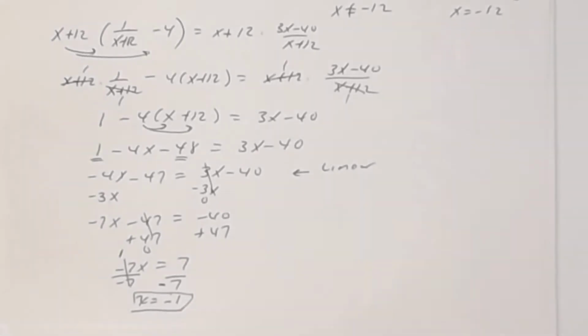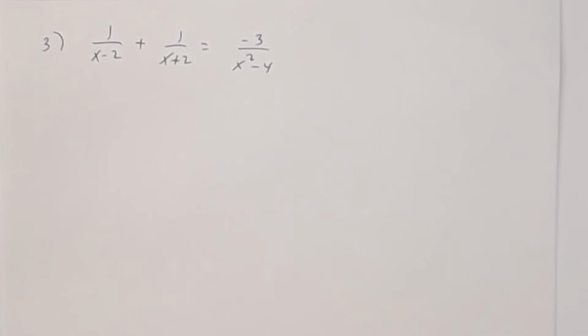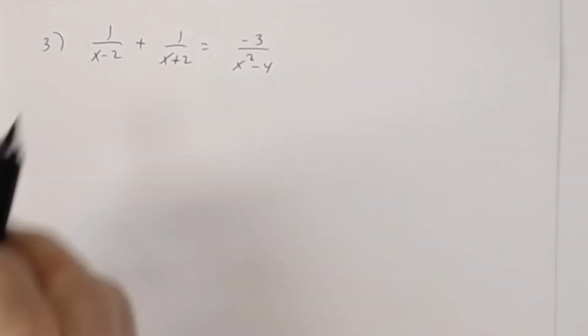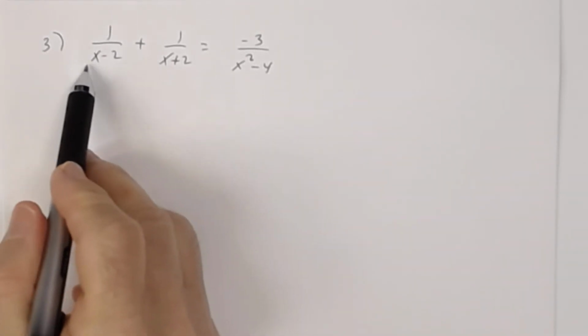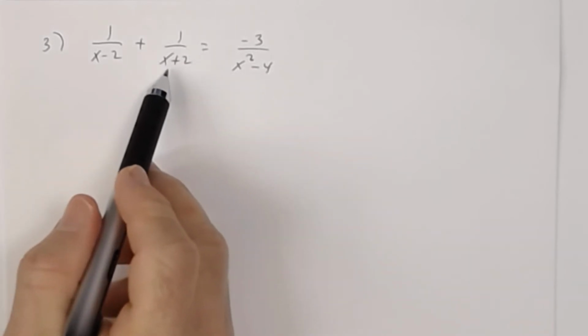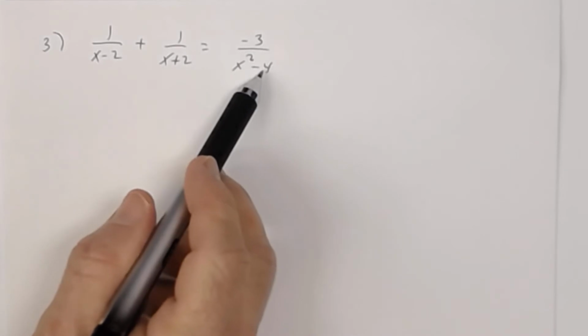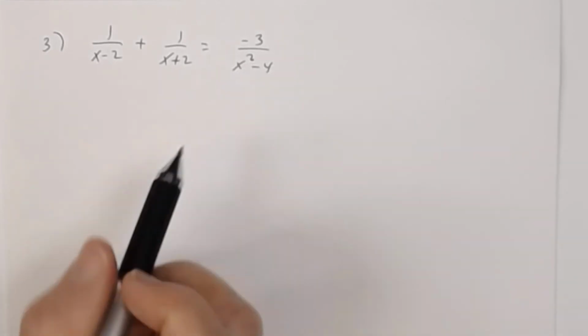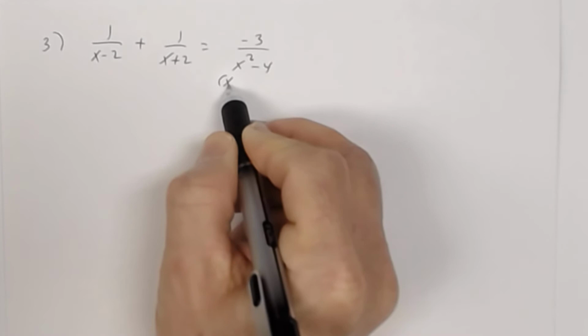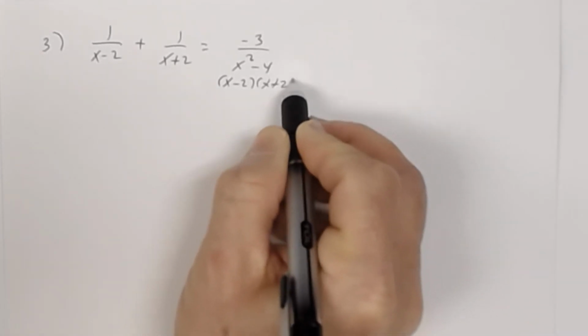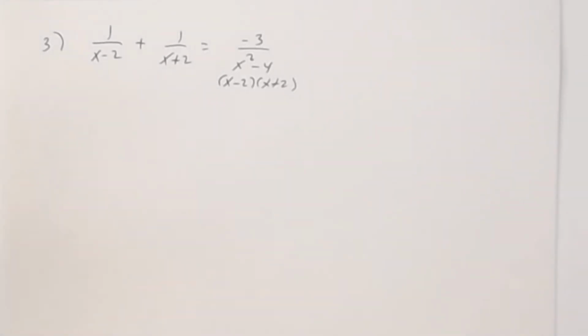Okay, let's look at number 3. Okay, so in number 3 we have this rational equation. Now we're at a situation where when I look at those denominators, x minus 2 I cannot factor any further, x plus 2 I cannot factor any further, but you have to remember that this is the difference of two squares. And so I can factor x squared minus 4, and when I factor x squared minus 4 I get x minus 2 times x plus 2, and that's how you're going to write this. So you're going to write these in factored form. Okay, so that's your first step, is to write in factored form.